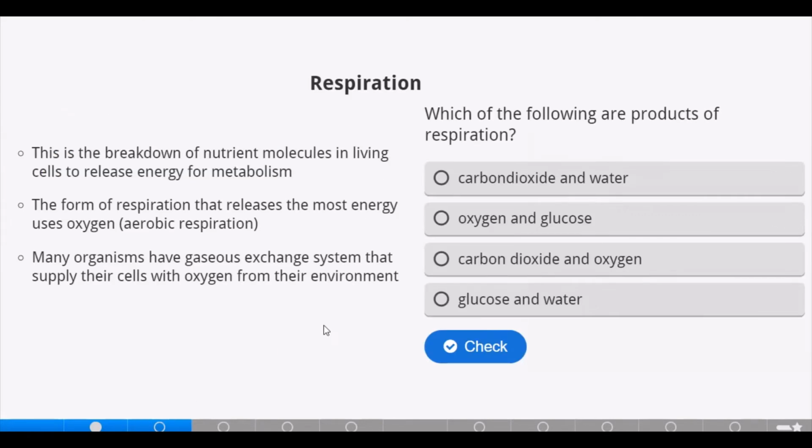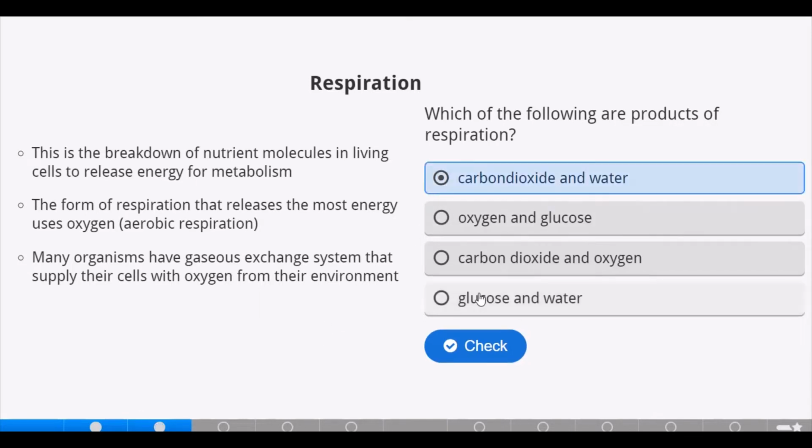Respiration. This is the breakdown of nutrient molecules in living cells to release energy for metabolism. The form of respiration that releases the most energy uses oxygen, that is aerobic respiration. Many organisms have a gaseous exchange system that supplies their cells with oxygen from their environment. Which of the following are products of respiration? That will be carbon dioxide and water.